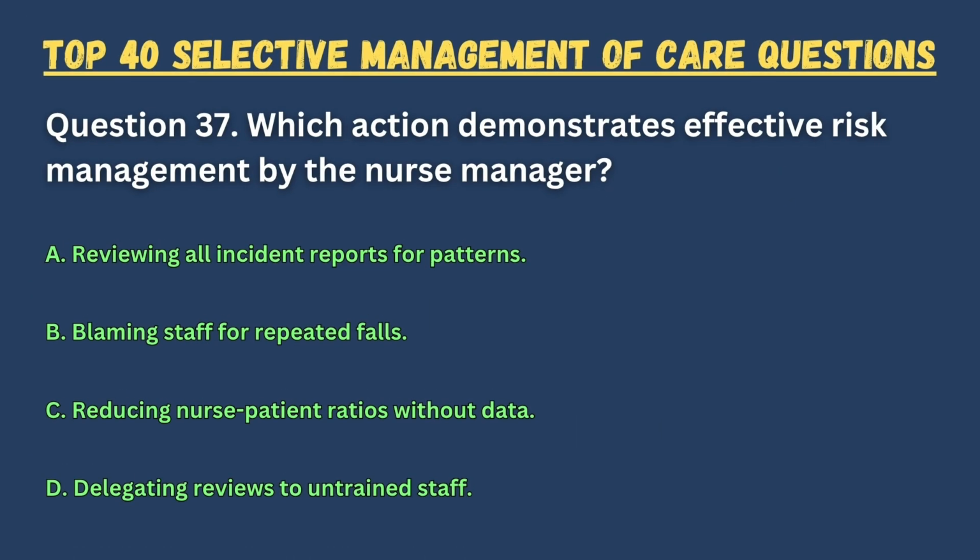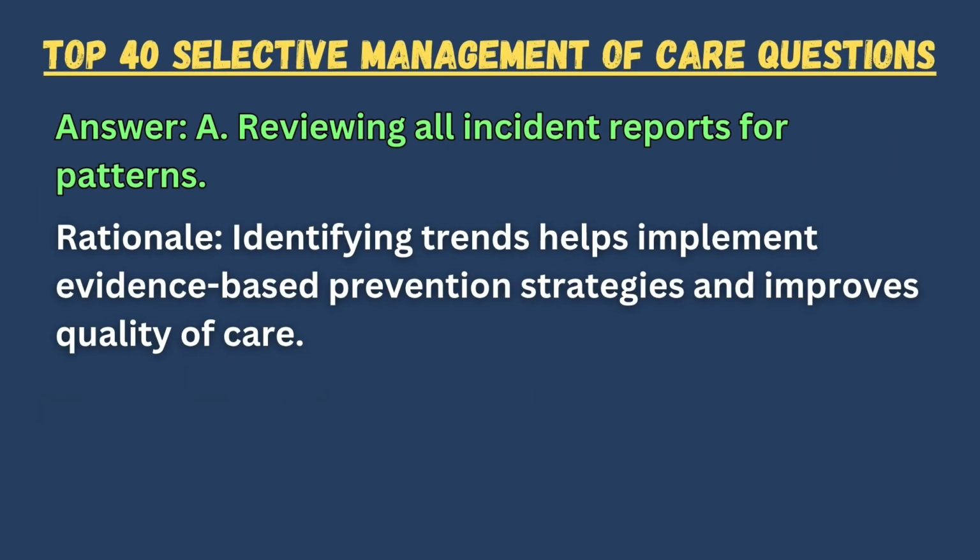Question 37. Which action demonstrates effective risk management by the nurse manager? A. Reviewing all incident reports for patterns. B. Blaming staff for repeated falls. C. Reducing nurse-patient ratios without data. D. Delegating reviews to untrained staff. Answer. A. Reviewing all incident reports for patterns. Rationale. Identifying trends helps implement evidence-based prevention strategies and improves quality of care.